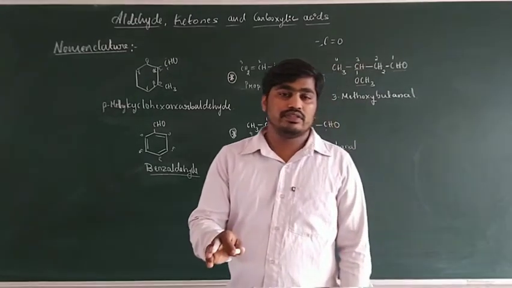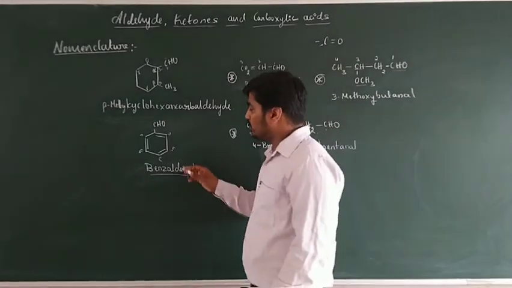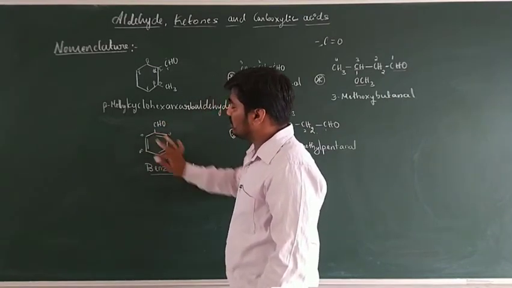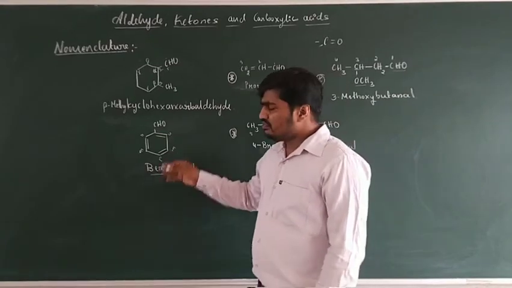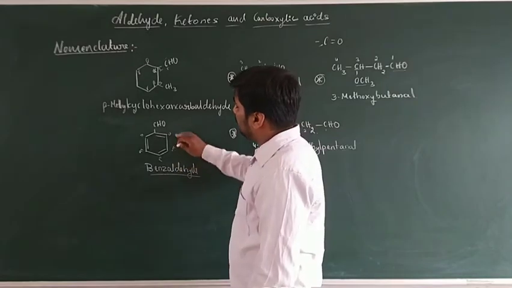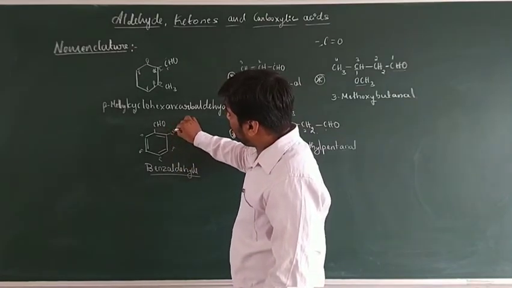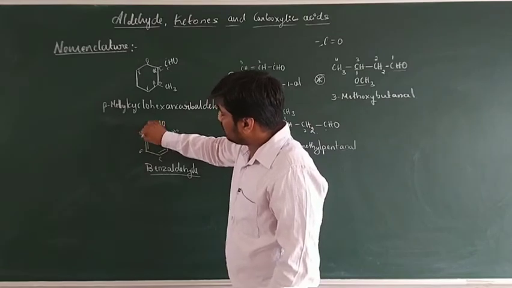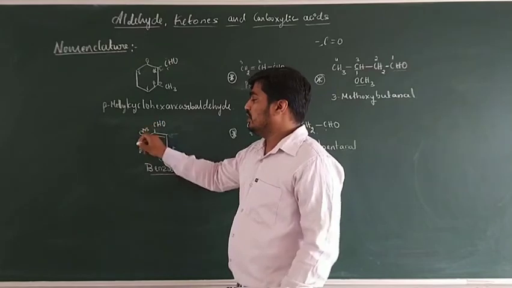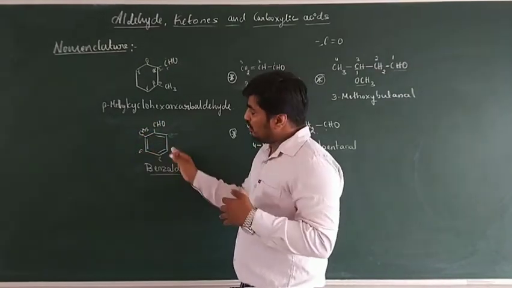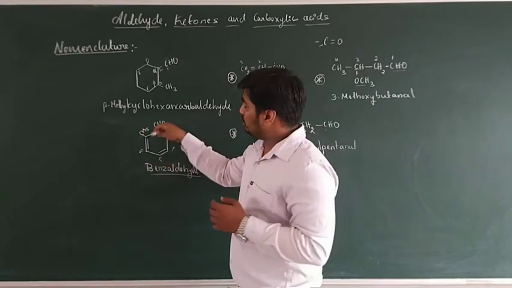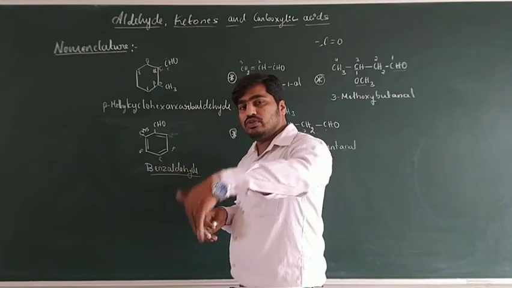And in case of the IUPAC system, we use numbers. How to number the carbons? Here it is 1, 2, 3, 4, 5, 6. But it depends upon the substituent present on the carbon. If it contains only one substituent here or here, in both cases it becomes 2-methyl. Because suppose the CH3 group is present on the left side of the benzaldehyde, we give the number from the left side, and suppose it is present on the right side, we go through the right side.